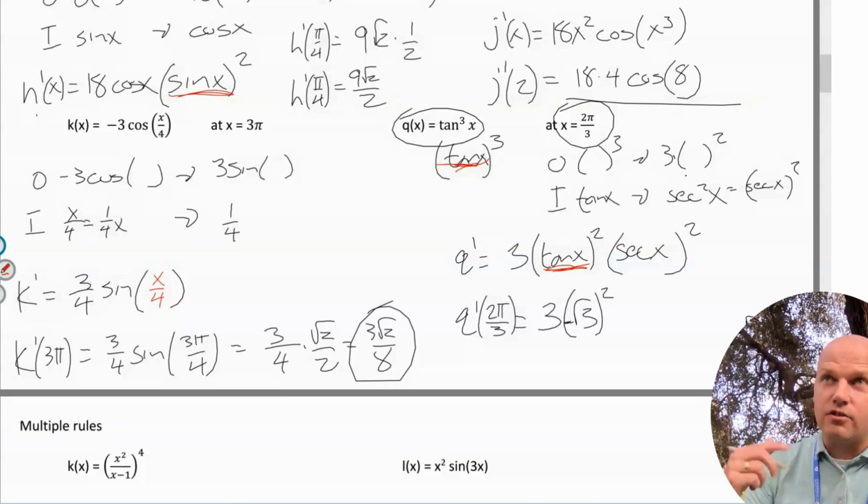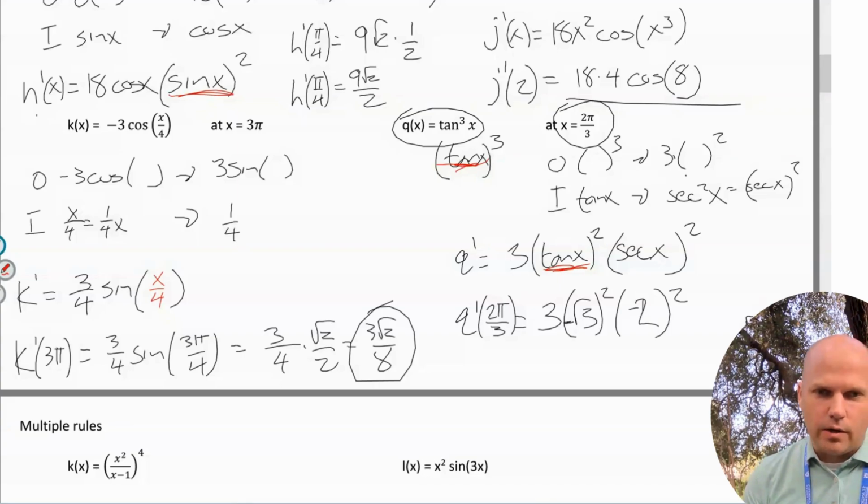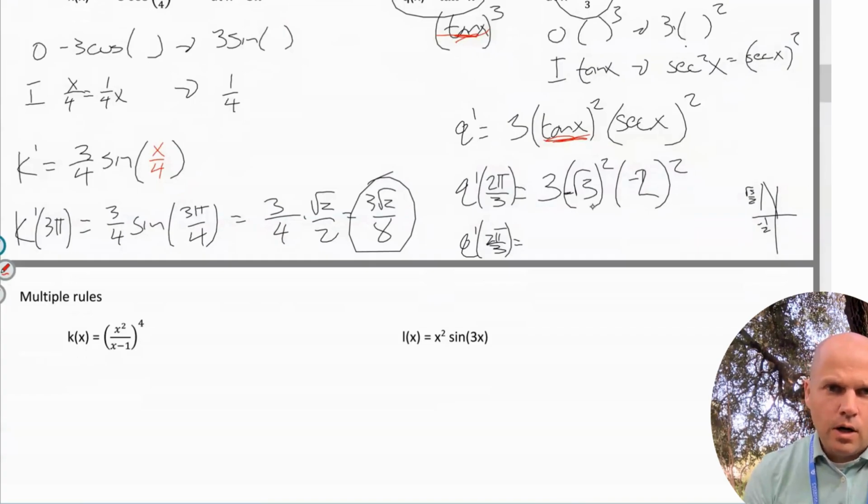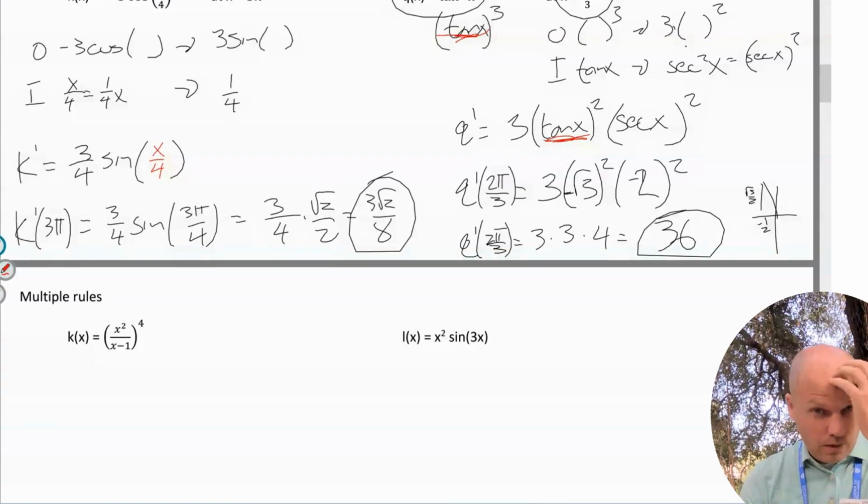The secant is the reciprocal of cosine. The cosine of 2 pi over 3 is negative a half. So I have negative 2 after flipping it, squared. Which means, let me move this so I don't get my face in the way. I have 3 times 3 times 4. So that's 12 times 3, 12, 24, 36. Look at that nice number. Look at that.